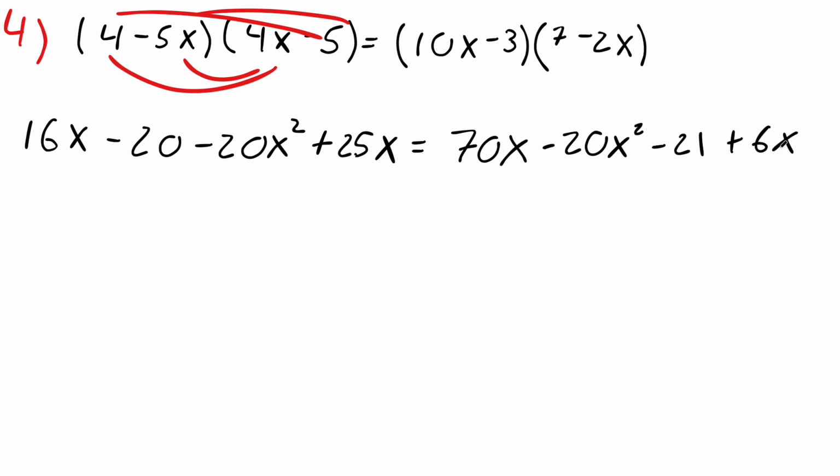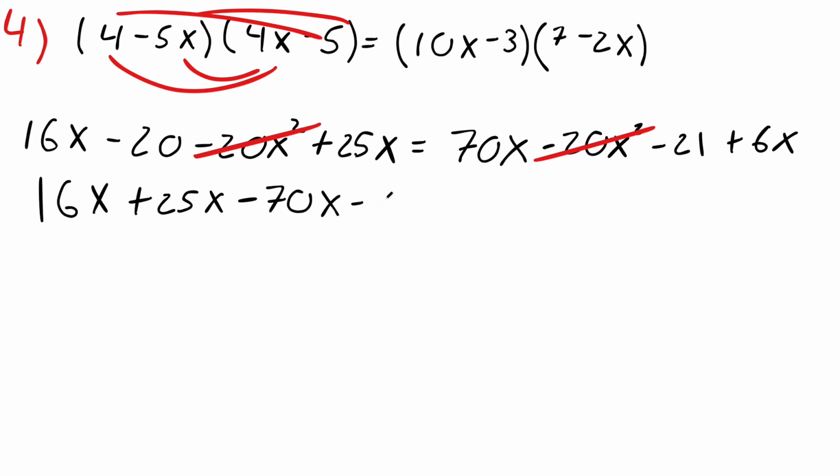Perfect. What shall we cancel if we have common terms? Minus 20x to the power of 2 and minus 20x to the power of 2 in both sides of the equality. Remember, common signs, opposite sides of the equality. Opposite signs, same side of the equality. So now let's write it again, but this time with variables on one side and constants on the other. So 16x plus 25x minus 70x minus 6x.